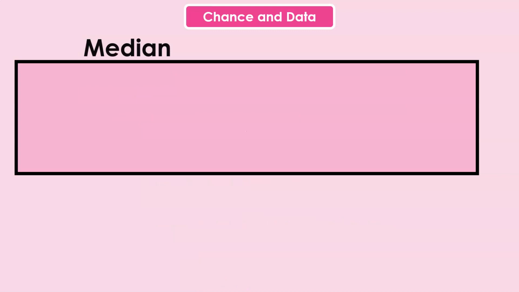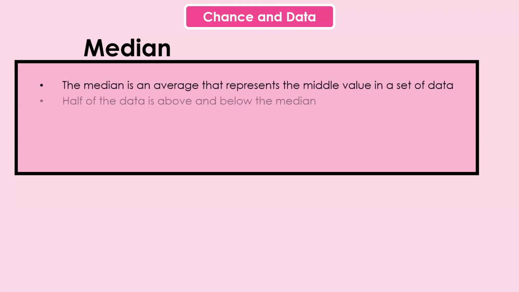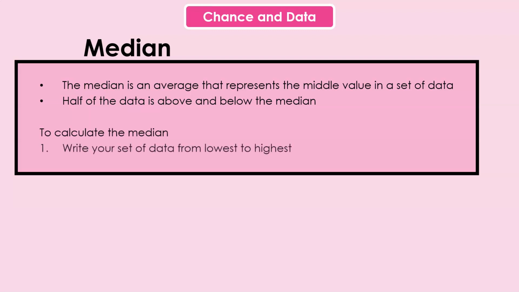Another way to look at another measure of central tendency, or another way to measure the middle, is to look at the median. And the median is simply half the middle number in a data set. If there's an even number of numbers in the data set, then it's halfway, or between the 2 numbers in the middle. So to calculate the median, first thing you need to do is write your set of data from the lowest to the highest, and then cancel from the ends to find the middle number.